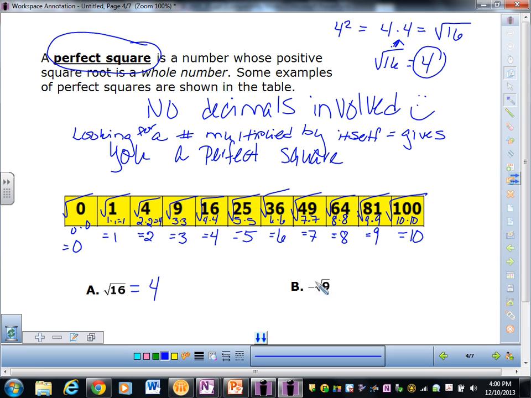Okay? Well, remember we have that 1 here, so I don't worry about that until after I figure out what is multiplied by itself to equal 9. Well, I know that 3 times 3 equals 9, so the square root of 9 equals 3. And then I had that negative 1 there that I need to multiply by, so the negative square root of 9 is equal to negative 3. Okay?